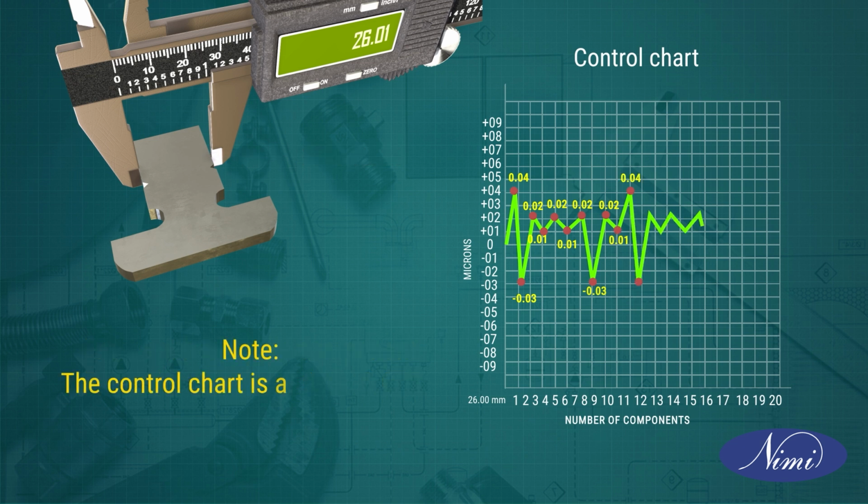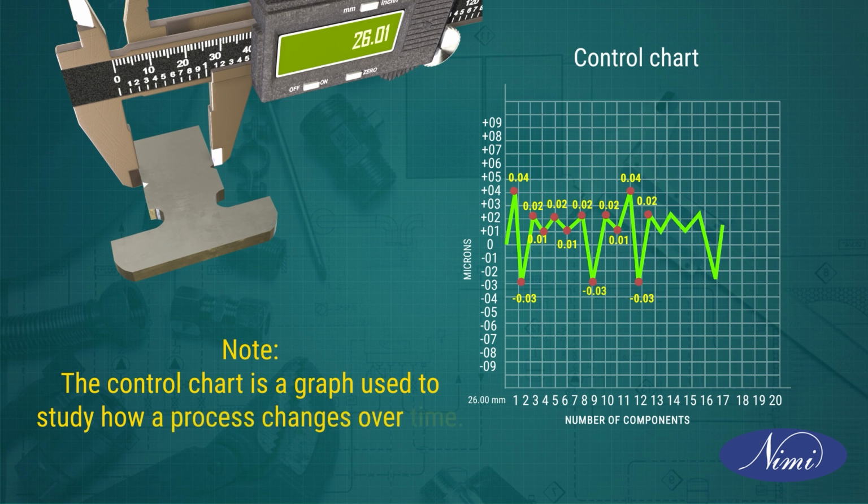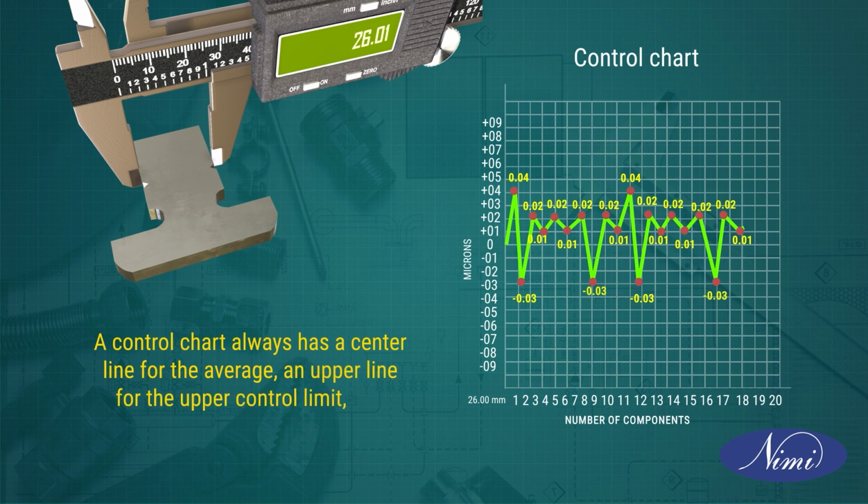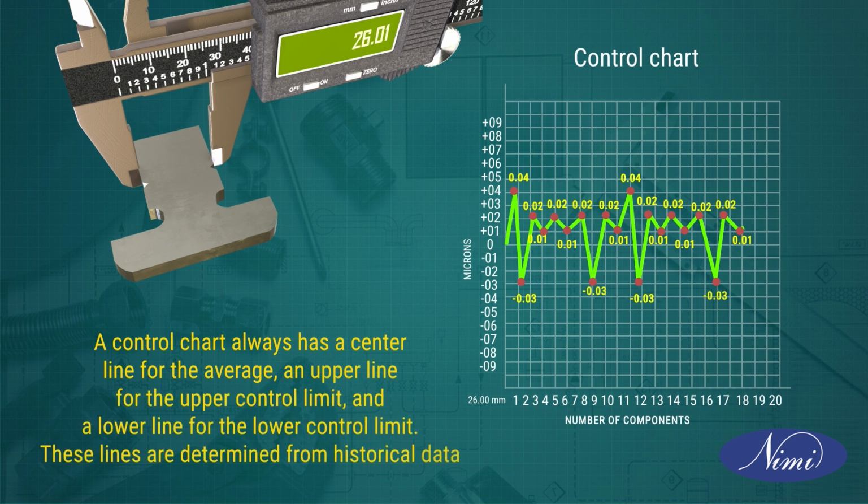Note: the control chart is a graph used to study how a process changes over time. Data are plotted in time order. A control chart always has a center line for the average, an upper line for the upper control limit, and a lower line for the lower control limit. These lines are determined from historical data.